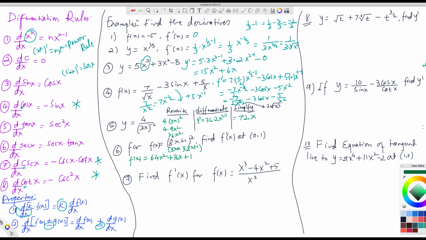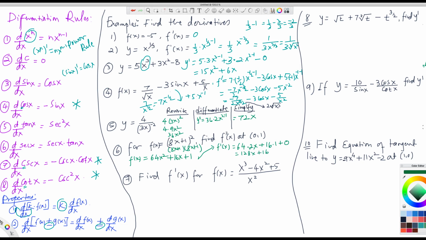This is f of x. Now I want to find f prime of x. So let me write down that f prime of x will become 64, that is constant, now find the derivative of x squared, which is 2x, right? It is 2x to the 2 minus 1, that will give you 2x, plus 16 times the derivative of x, which is 1, right? Plus 1 times 0, so the derivative of 1 is 0. So you can write that as 128x plus 16.